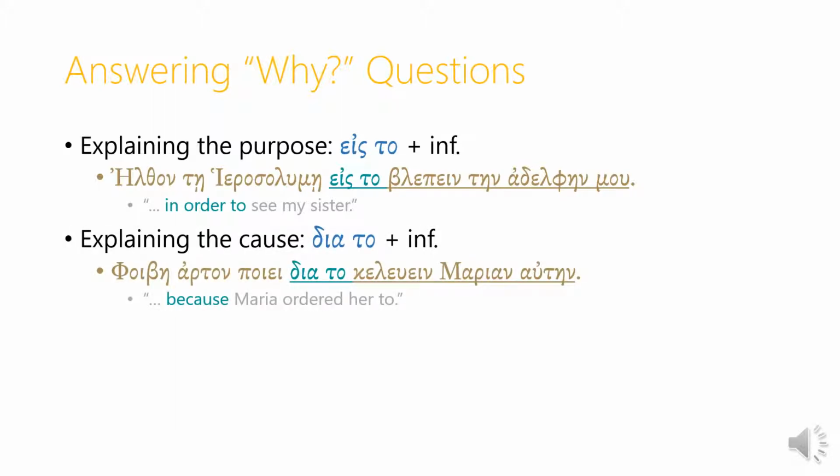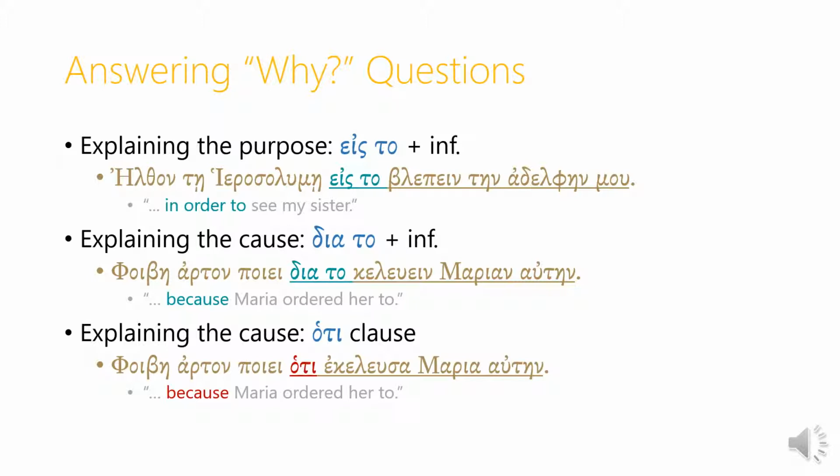We can also explain the cause of something when somebody asks why. And here we can use dia ta plus the infinitive. Phoebe arton poie, Phoebe is making bread. Dia ta keluein Maria autein. She's making bread because dia ta, Maria ordered her to. Keluein Maria autein. And again, that's one of these infinitive clauses playing the role of the noun in a prepositional phrase.